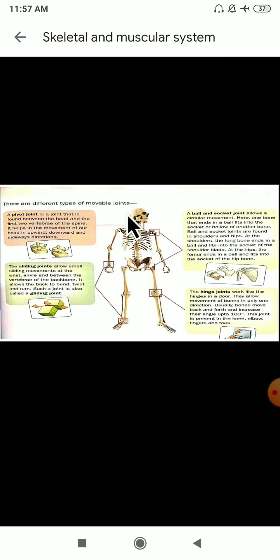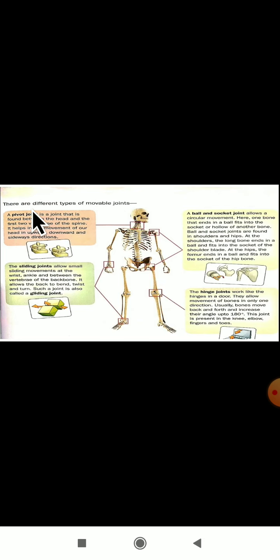Let us study here the first one, the pivot joint. A pivot joint is a joint that is found between the head and the first two vertebrae of the spine. What is the spine? Spine is nothing but the backbone, our vertical column. For backbone we use another name, spine. Where is this pivot joint found? Between the head and the first two vertebrae of the spine.